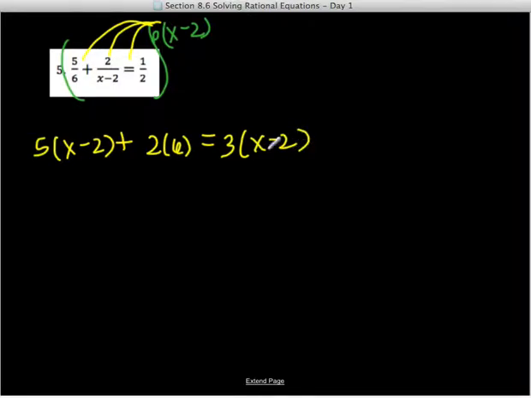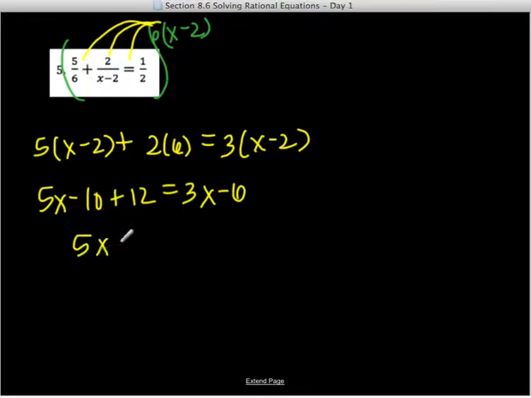Okay. So I would have 5x minus 10 plus 12 is equal to 3x minus 6. Combine like terms on the left-hand side. Okay. Now I'm going to move everything. Okay, I'm going to subtract 3x from both sides.